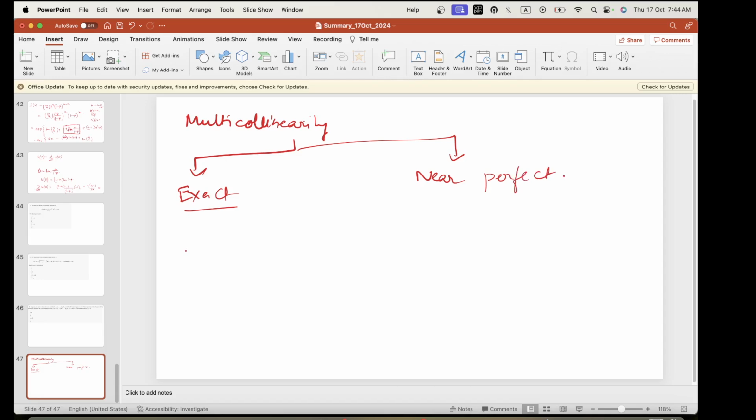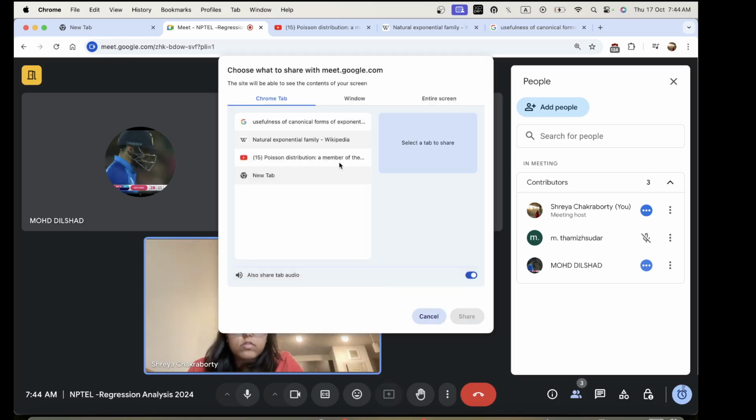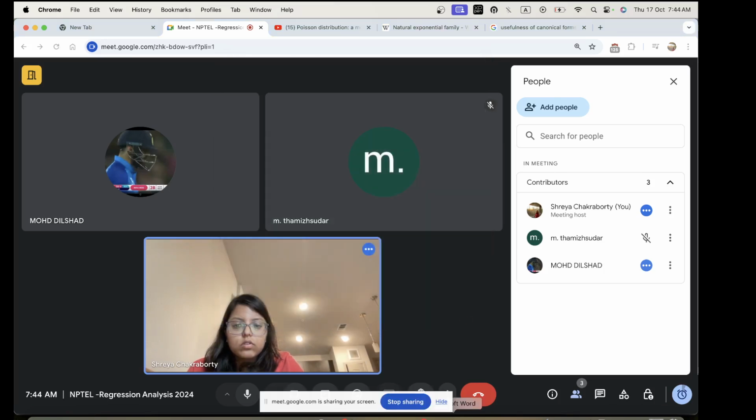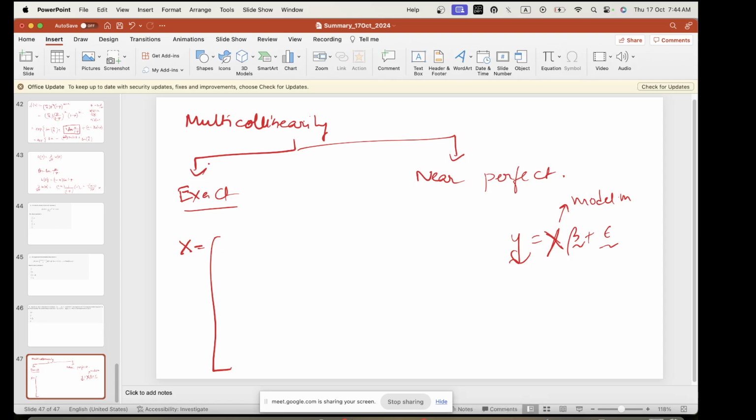One column, let's say if this is your X matrix, let's say this is your model y equals X beta plus epsilon. No, your screen is not visible. It's not visible? Oh, I'm sorry. One second. Can you see this? Yes, ma'am.